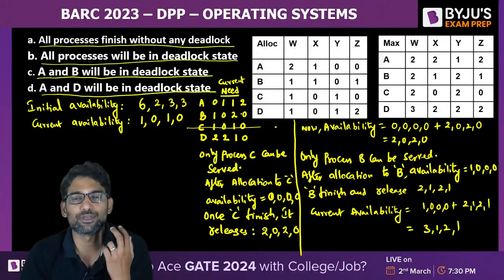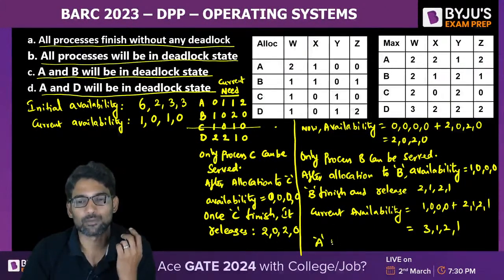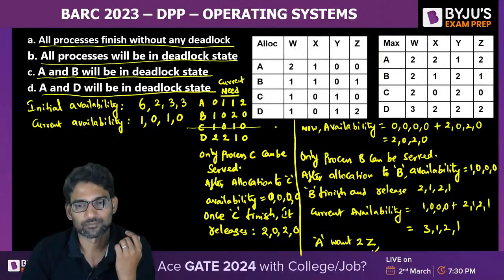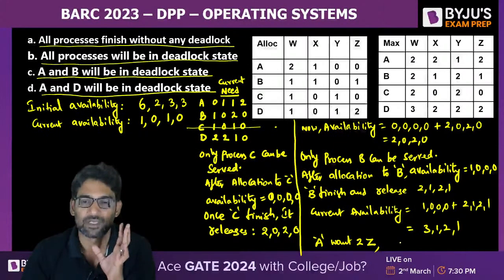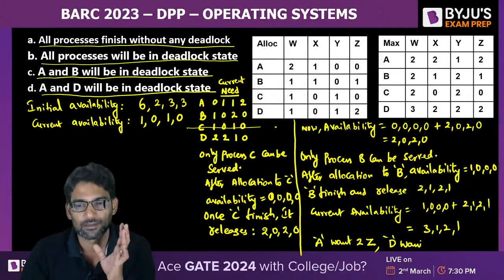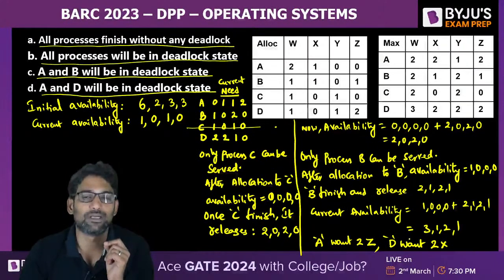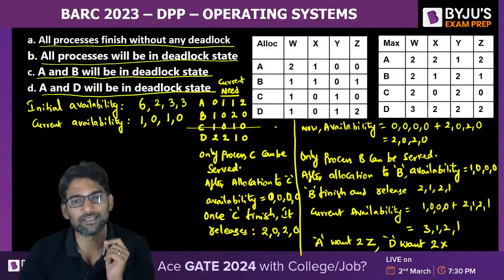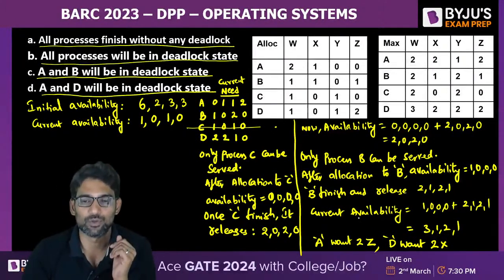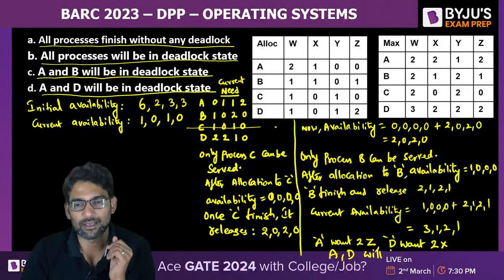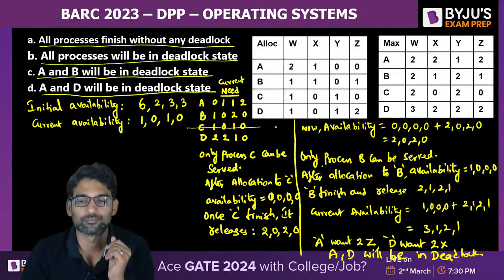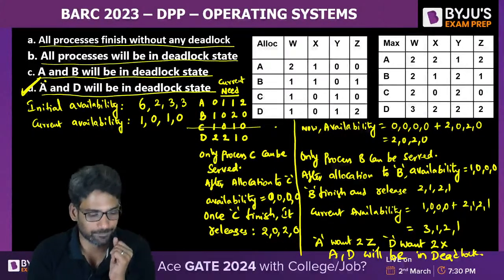No. A is looking for 2Z. A wants 2Z. We have only 1Z. D wants 2X. We have only 1X. The other X is with A. Similarly, the other Z is with D. So A and D will be in deadlock. Hence, the answer is option D. Correct, option D.